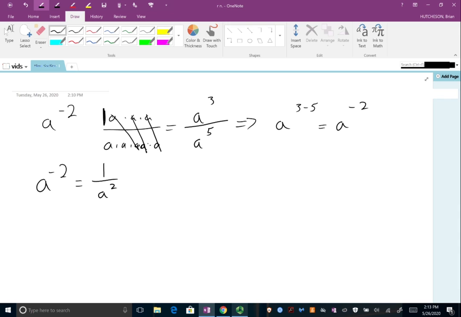What does that tell you? This is a hard one. Some more advanced properties of exponent rules. A negative exponent doesn't necessarily mean you're going to get a negative answer. It is just its placement.